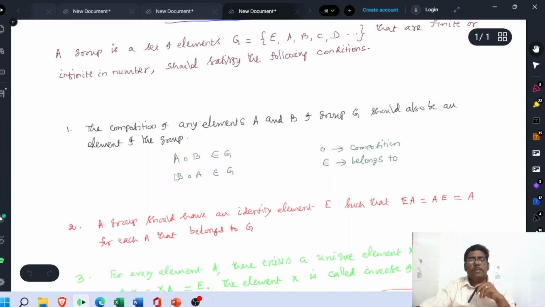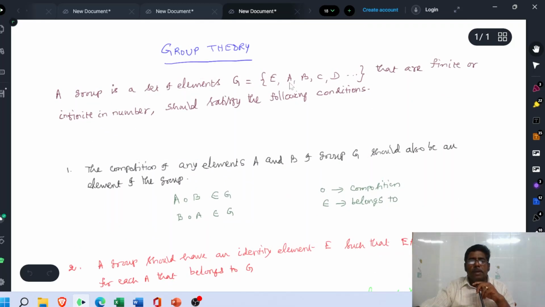The first condition is that the composition of any elements A and B of group G should also be an element of the group. Say A and B are elements of the group G. If you make the composition of A and B, the resultant element should also be present in the group G. This is the first condition.